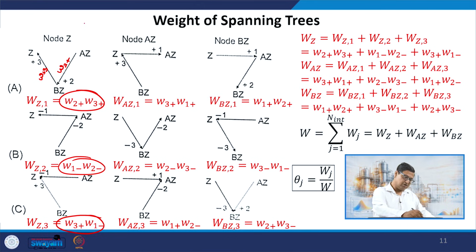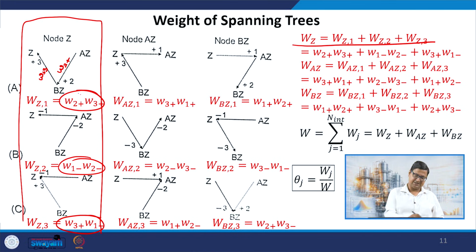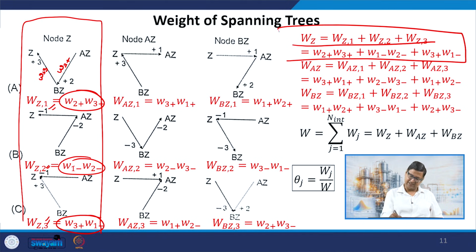And since all the three that I was just looking at basically tell me how I can form Z, therefore I can define a net weight of Z, which is the sum over the 3 weights listed here, WZ1, WZ2 and WZ3, and this gives me the net weight corresponding to formation of Z.